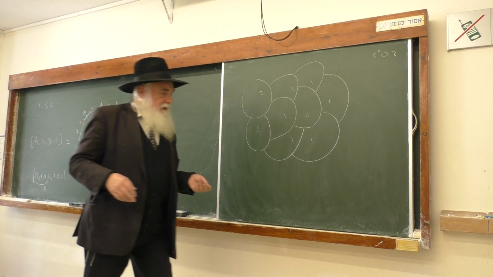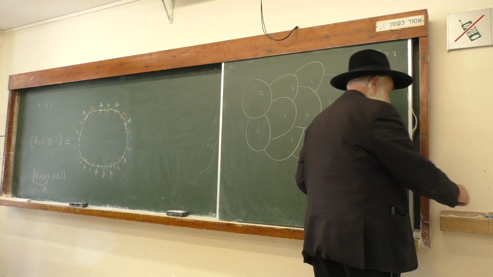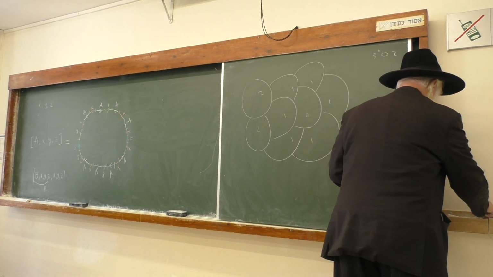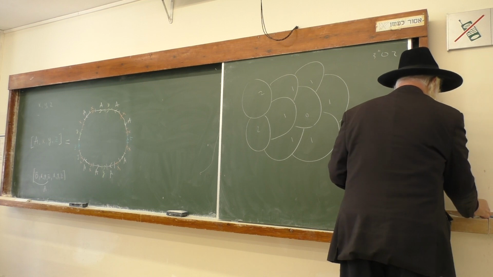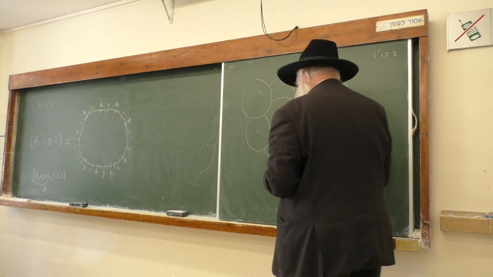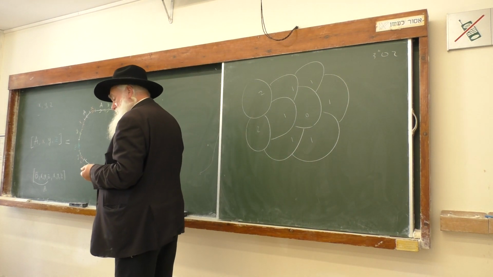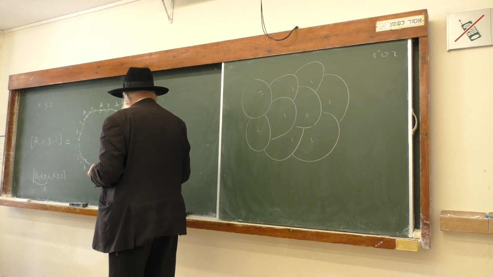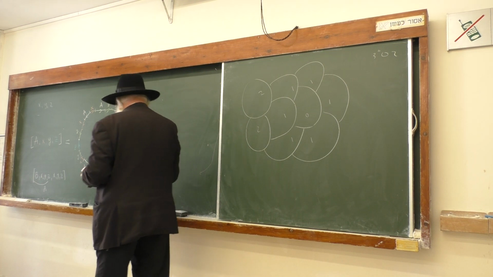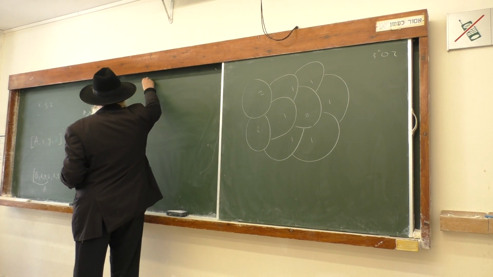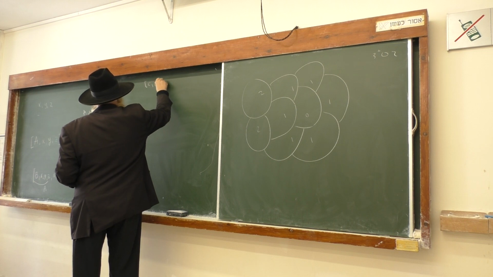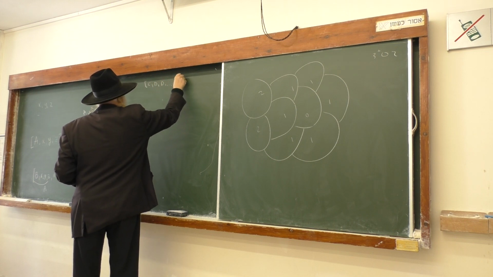So let me remind you of the structure of an Engel commutator. For example, we assume that we have the commutator C, D, D, D.